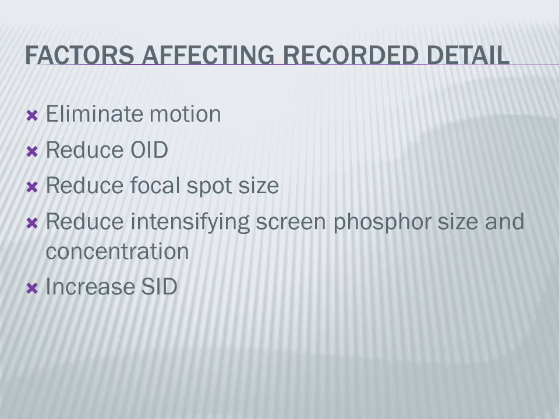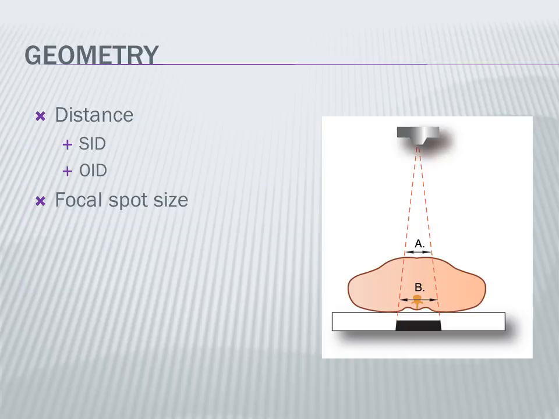Factors affecting recorded detail: eliminate motion, reduce OID, reduce the focal spot size, reduce intensifying screen phosphor size and concentration, and increase SID. Geometry is the most important level of resolution for recorded detail. So distance, SID, and OID, and this is due to the focal spot size. This image is showing you at point B, it has more than what point A would have.